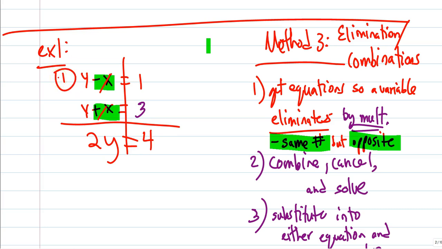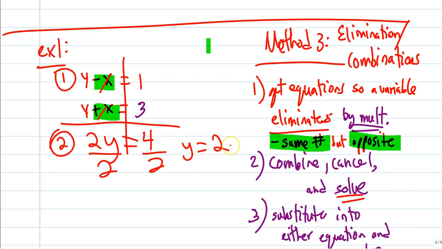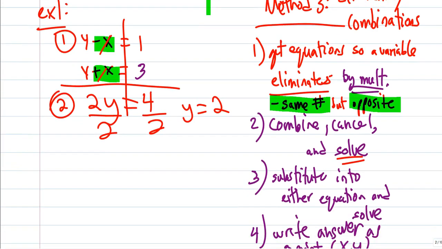It will not always be done, but the x's were ready to cancel. Combining and canceling is step 2, but we're not done because it's combine, cancel, and solve. So you don't forget to solve this. So now we get that y equals 2. Is that our answer? Not necessarily, because I still need an x.